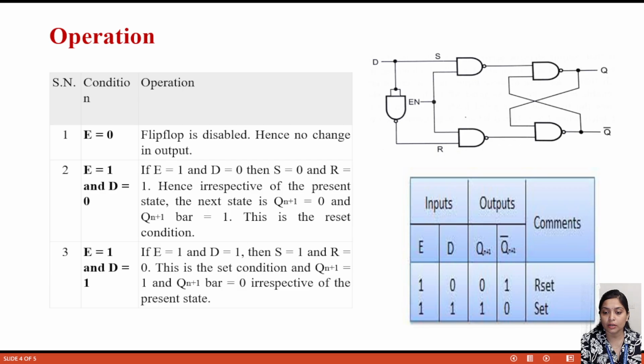I hope all of you can understand all these operations, which I have already written here. With the 0 and 1 combination, E for enable means clock 1. In the case of 0, Q equals 0 and Q bar equals 1, the reset condition, and in the case of 1, Q equals 1 and Q bar equals 0, the set condition.